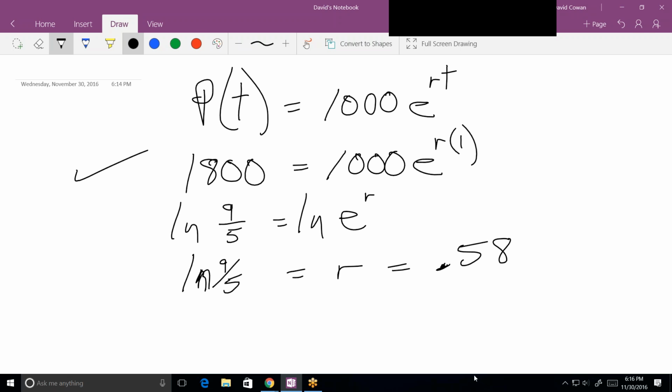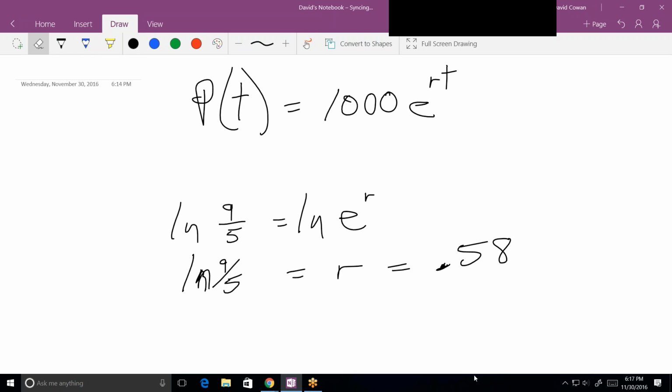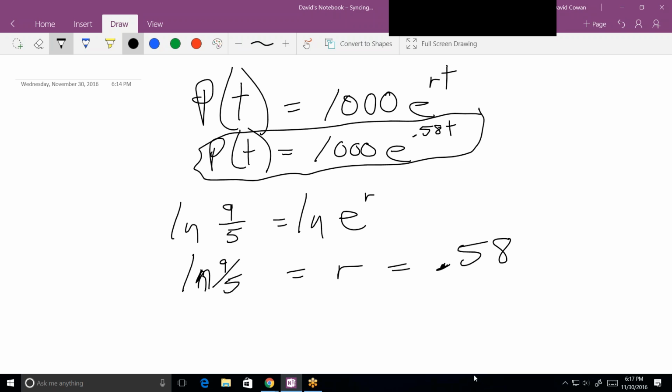0.58 is r. So now I can go back to my equation and fill in more information. Okay, now I know much more about my specific function. P of t is always equal to the starting amount, 1,000, times e to the 0.58t. Now I got something where you can give me any time frame you want and I can tell you what the population is going to be. In other words, once I solve for one of these two variables, now I have an equation that only has one variable, t.